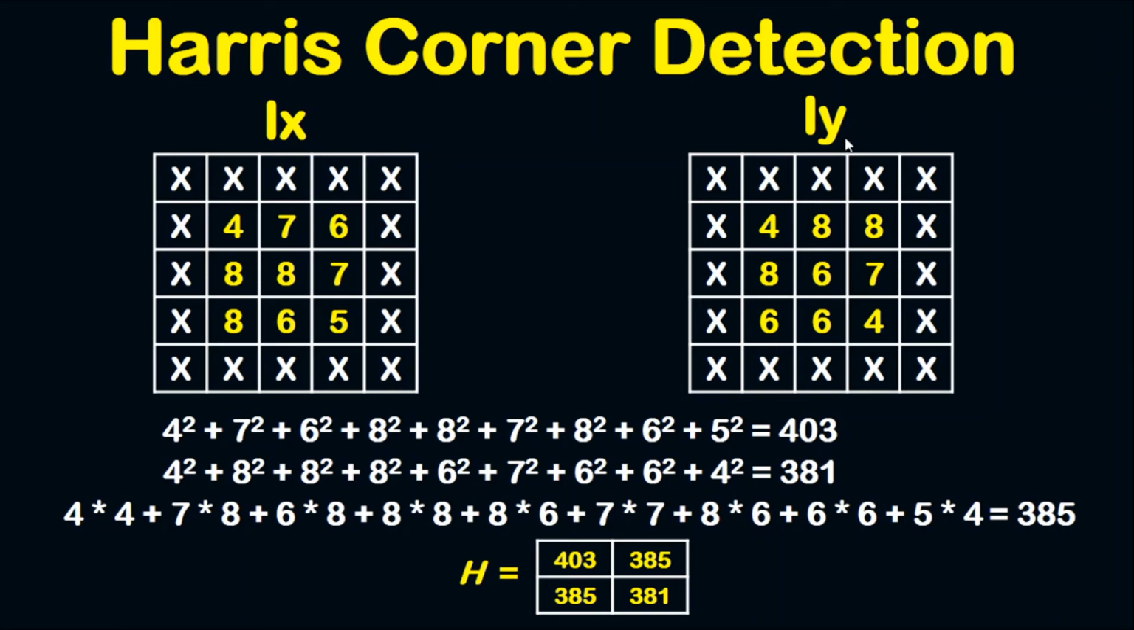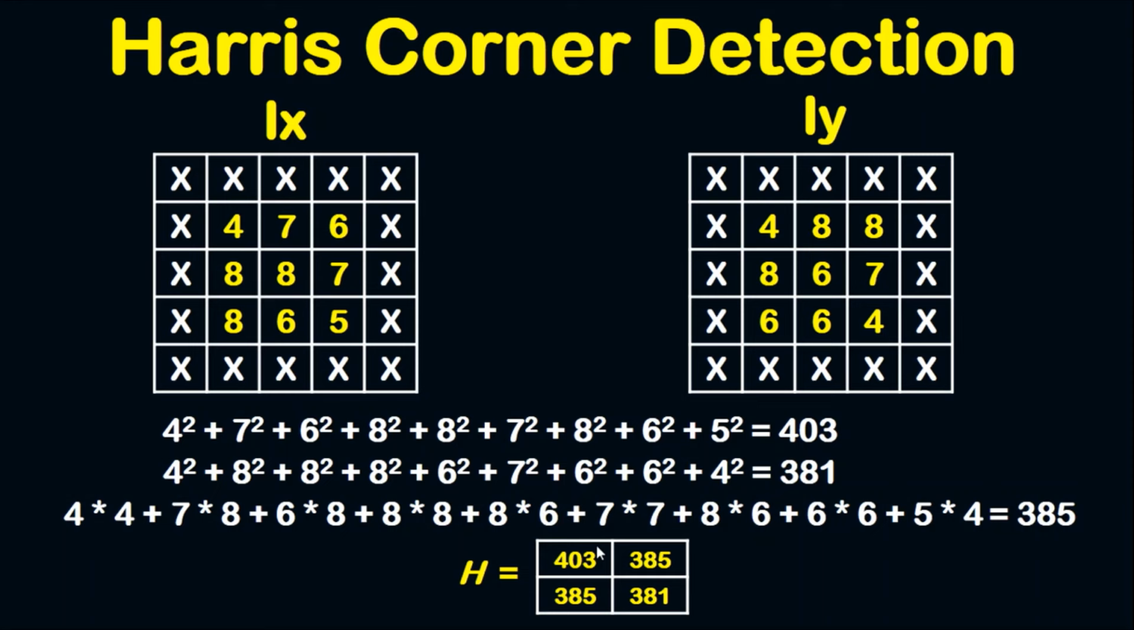matrix. To do this, we will say 4 power 2 like this, plus 7 power 2, plus 6 power 2, plus 8 power 2, plus 8 power 2 again, plus 7 power 2, plus 8 power 2, plus 6 power 2, plus 5 power 2. And this will be the result. Now we will put this result in this upper left corner like this. Okay? And we will do the same for the Y.